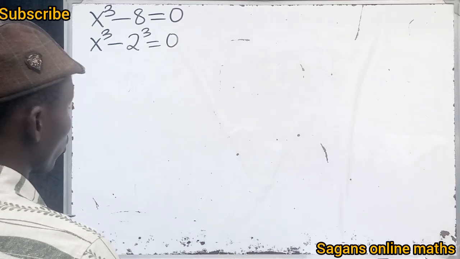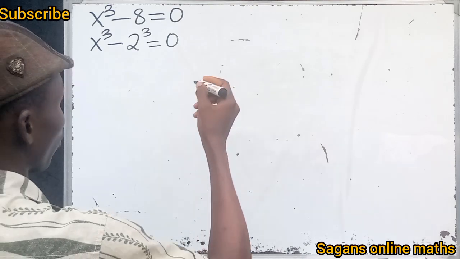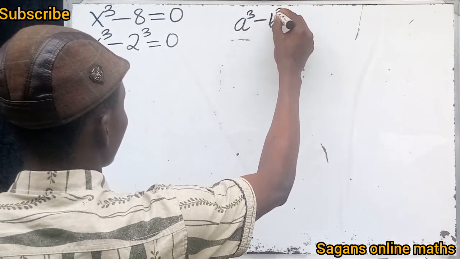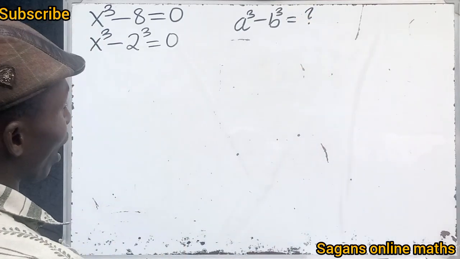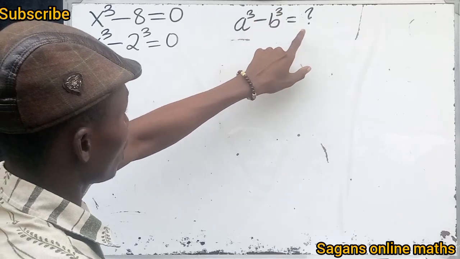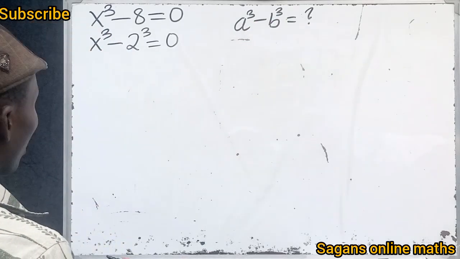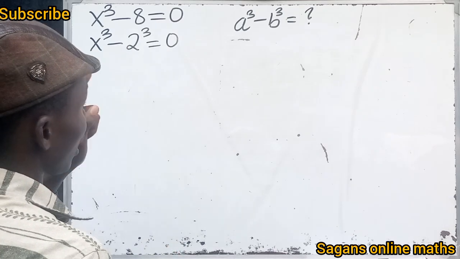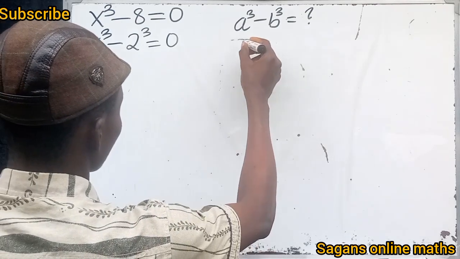Now I want to draw your mind to one of the properties of the symmetrical identity, that if we have a raised to the power of 3 minus b raised to the power of 3 is equal to what? Most people don't know how this a raised to the power of 3 minus b raised to the power of 3 identity is gotten, but it's very simple. Now I can let a equal x and b equal 2, and minus b equals minus 2. So if that is the case, I'm going to have this.